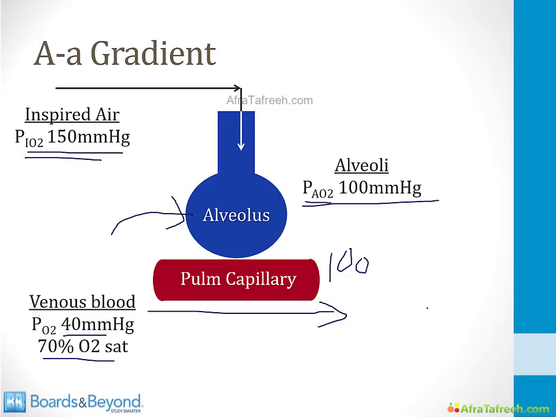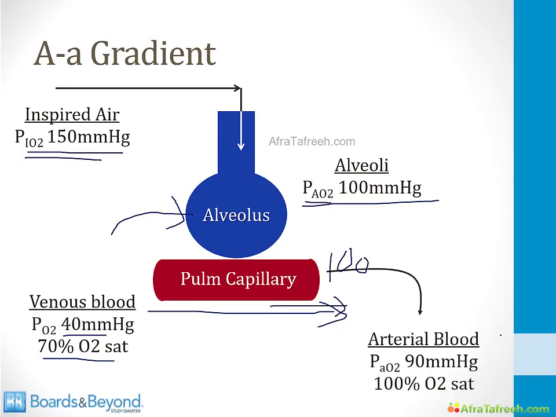However, if we do an arterial blood gas and we measure the oxygen content in the arteries, in other words, the oxygen content after blood has left all the pulmonary capillaries and mixed together, what we find is that it's not 100. It's lower than 100. It's usually about 90, which is still enough to fully saturate hemoglobin, but nevertheless it's lower than the alveoli. And the difference between the alveolar O2 of 100 and the arterial O2 of 90 is called the AA gradient, and normal is about 10 to 15.